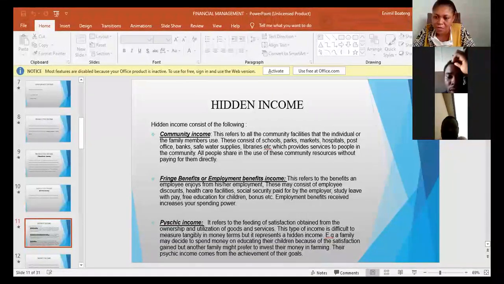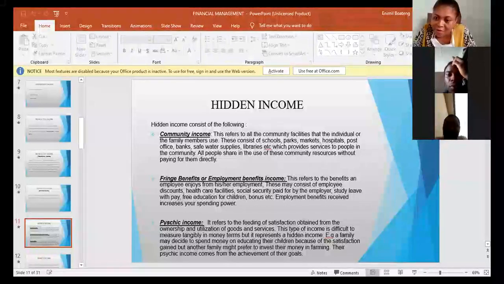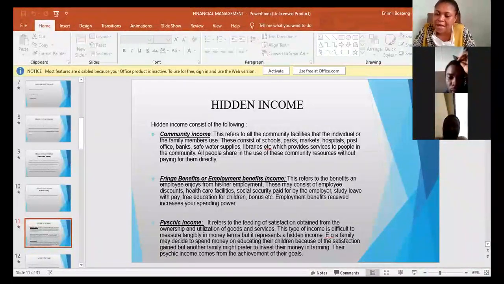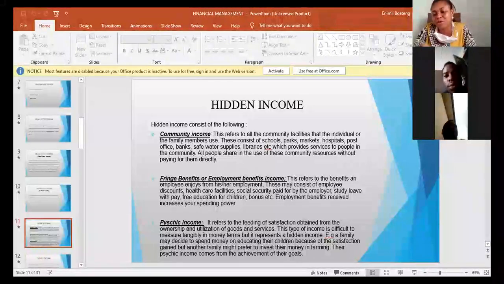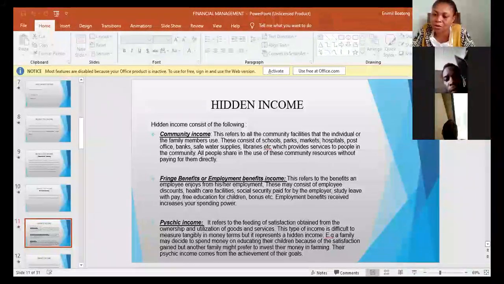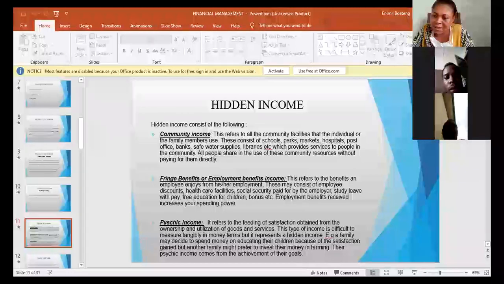Madam, not really. What I'm saying is this. Let's assume your mother works at Leprosarium. She's a nurse there. And let's assume there's a rule there that once you are working there, if you or your children are sick, they have access to free health care because she is working there. That is a fringe benefit I'm talking about. Do you understand it now?